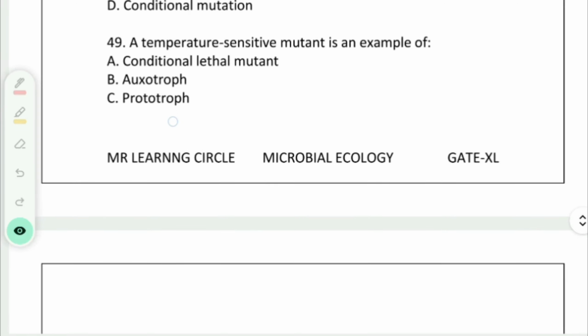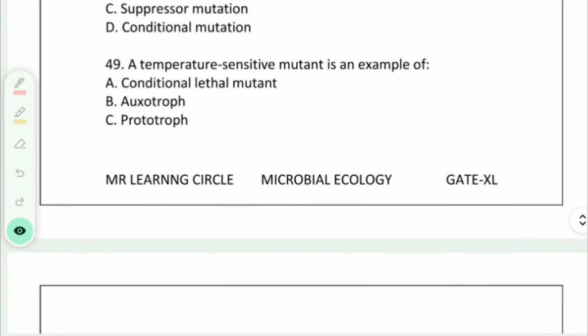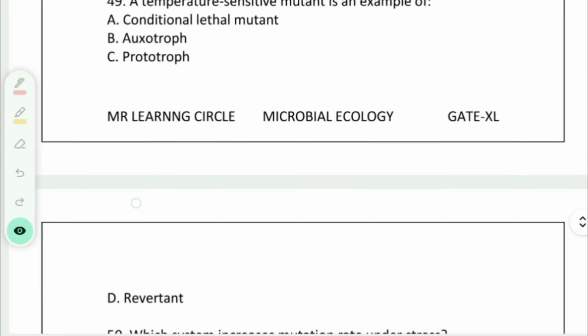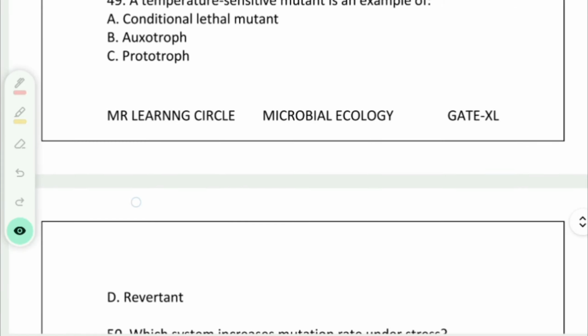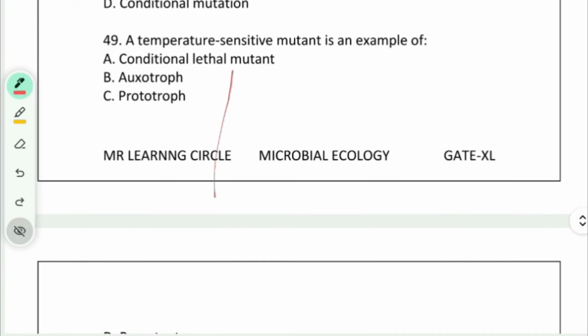Question number 49. A temperature sensitive mutant is an example of A. conditional lethal mutant, B. auxotrophs, C. prototrophs, and D. revertant. So the correct answer for this question is option A, conditional lethal mutant.